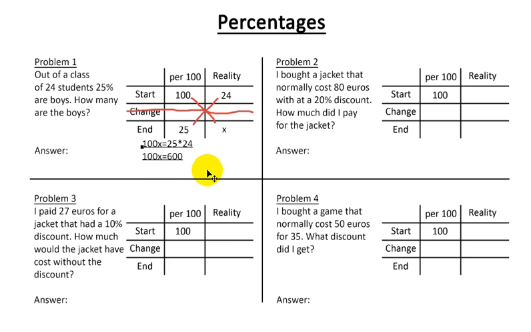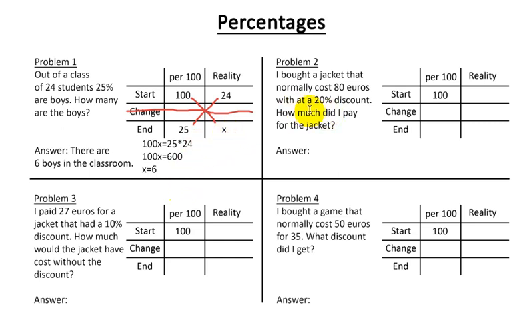So this is an equation I can solve with relative ease. If we remember from our equations how to solve these, I basically divide both sides by 100. So I get that x is equal to 600 divided by 100, which is 6. Meaning that there are 6 boys in the classroom. And that's my answer. Let's move on to the next kind of problem.